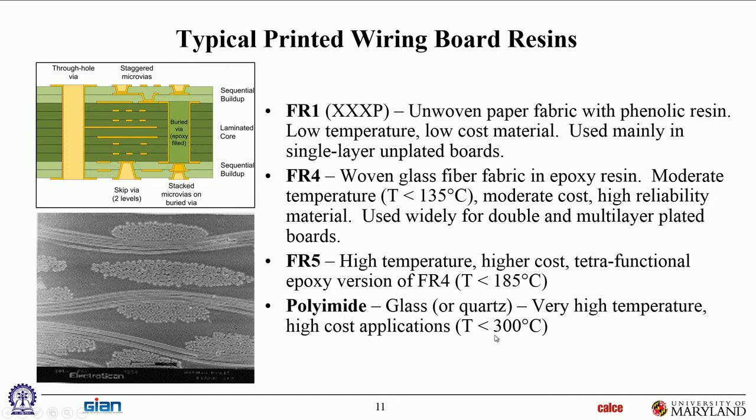And finally, if you really need high temperature applications, 300 degrees C or so, you cannot use epoxies at all. These are all epoxies, various kinds of epoxies. You cannot use that anymore. You have to go to polyimides. But that's a different class of polymers and much more expensive, much harder to machine. But if you must go to high temperature, then you're out of options. You have to go to polyimide boards, or you have to go to ceramic boards.